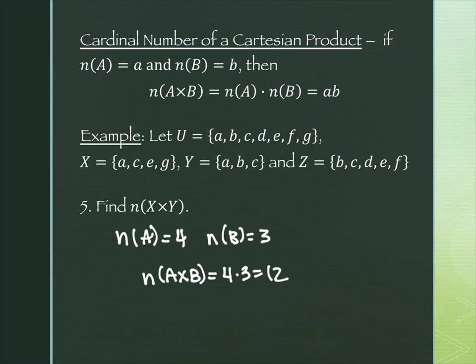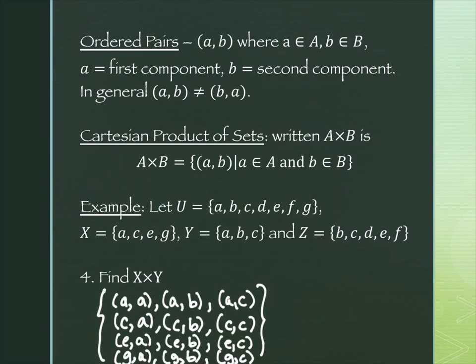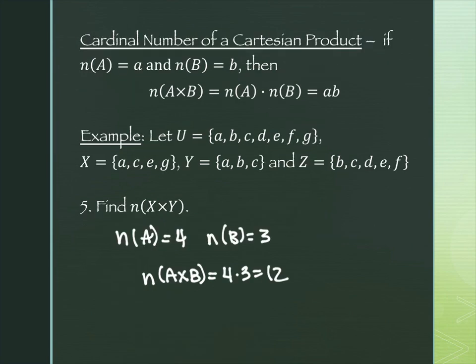Wait, where are you getting the 4 and the 3? They were the example we just did. There's 4 items here and there's 3 items here. Oh. Yeah, it was back on the previous slide. 4 here and 3 here. Okay, any questions on that?